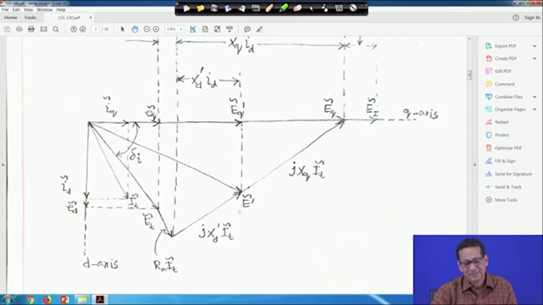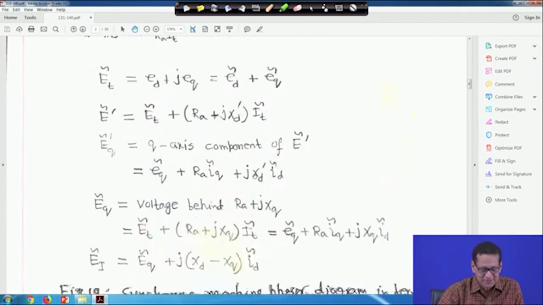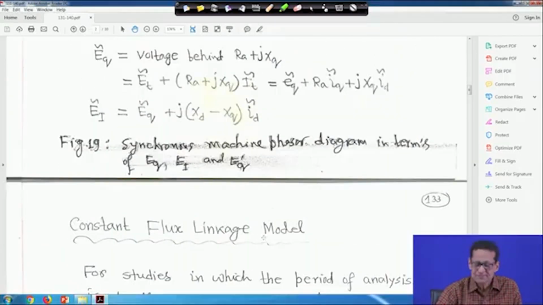Okay. So, next it will be the constant flux linkage model.